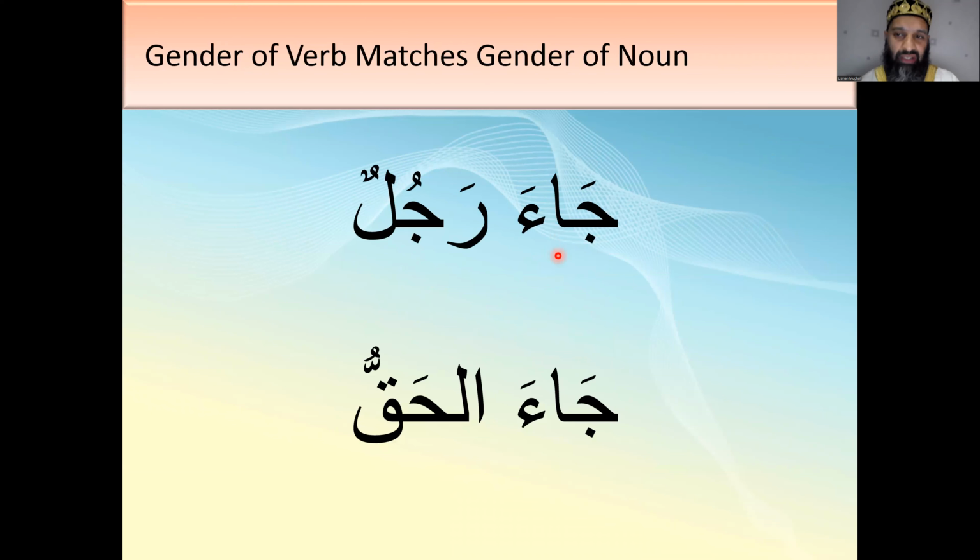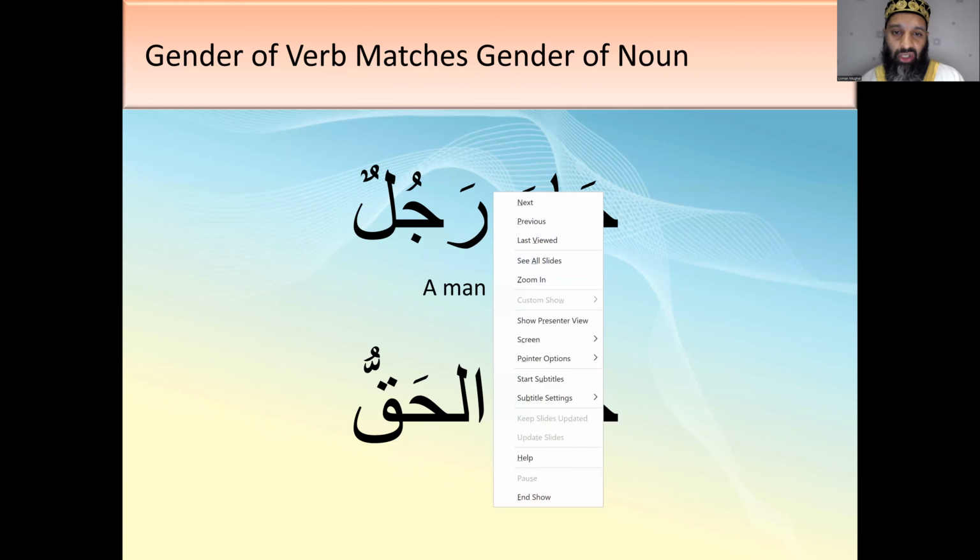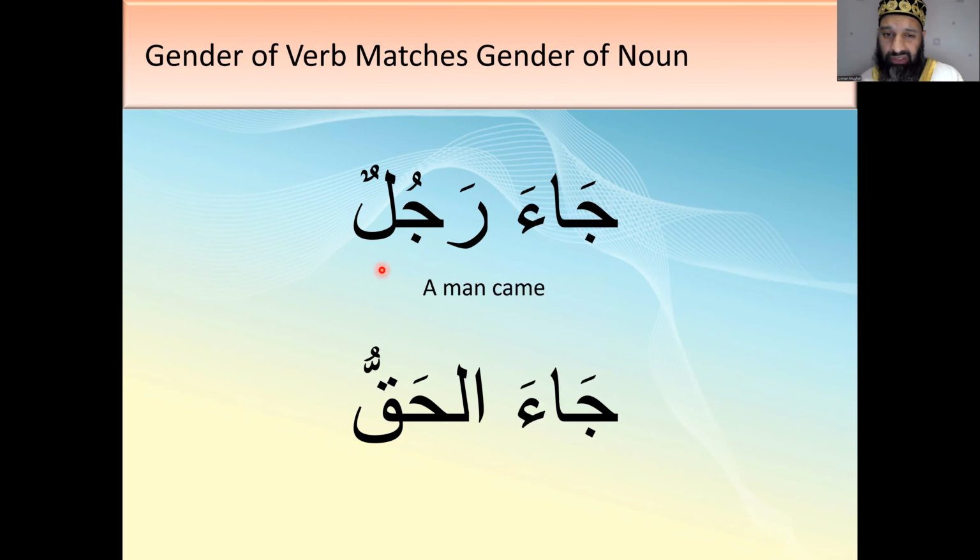Over here we just said, when you're talking about a male, then you're going to use the masculine verb. Ja'a means he came, and rajulun is a man. You're not going to say ja'at, she came, because you're talking about a man, right? So these are already matched in the Quran, but just so that you understand what's going on.